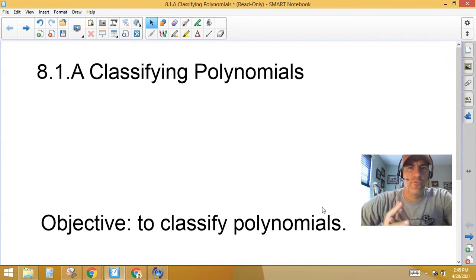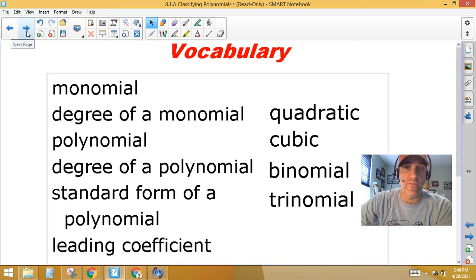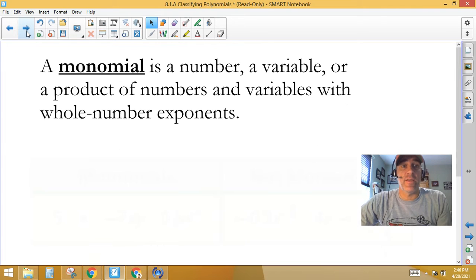Hey everybody, we're on to our next unit, 8.1a, classifying polynomials. And in this lesson, we're going to learn how to classify polynomials. There's an abundance of information, as you can see here, a lot of new terms. So there's going to be a lot of new information for you to jot down and practice. I have a lot of examples.